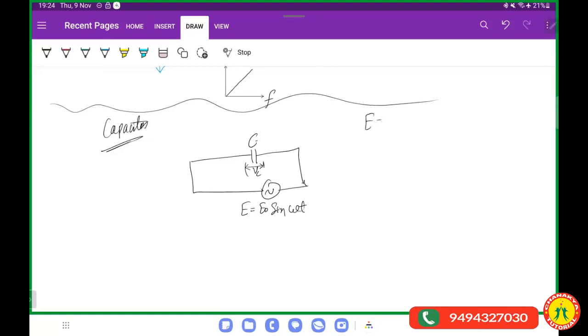So E will be equal to E naught sine omega t, and I will be equal to I naught sine omega t plus pi by 2.